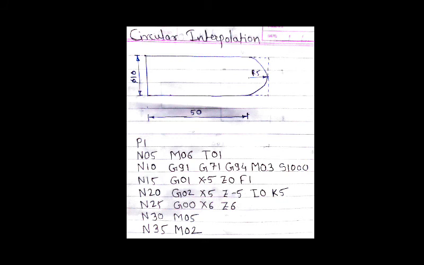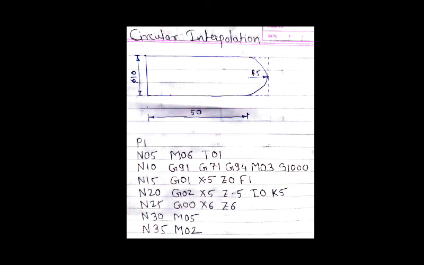Here we have removed the material. Now we are going to stop the spindle. That's why we have used the next block, N30, M05. Now all the work is done, and we are going to end the program. That's why we have used the M02 code to end the program.